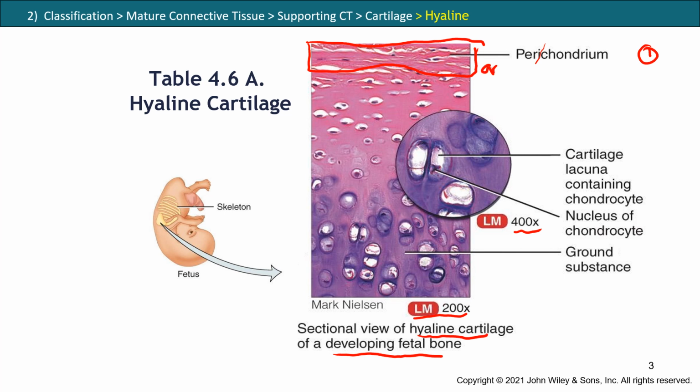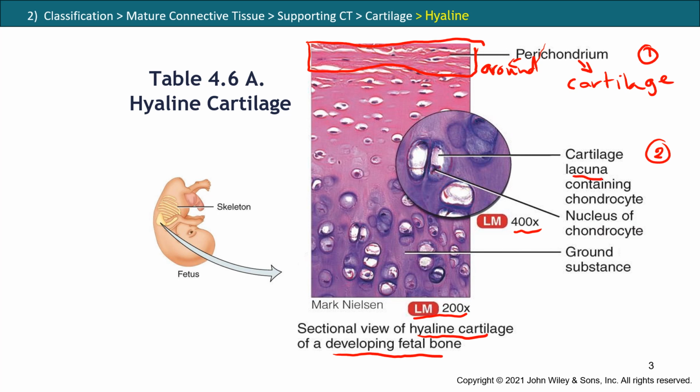Peri, if you remember, is around, and chondrium means cartilage. Okay, so here what you have is a type of connective tissue that is surrounding the cartilage. Okay, and the next component that we were talking about in the previous slide is this lacuna.